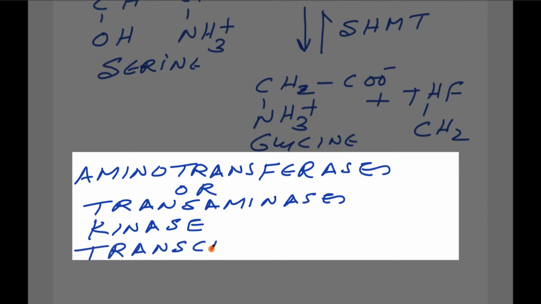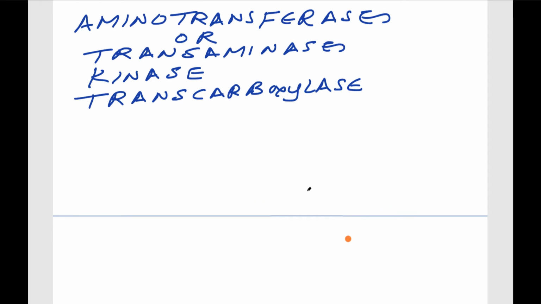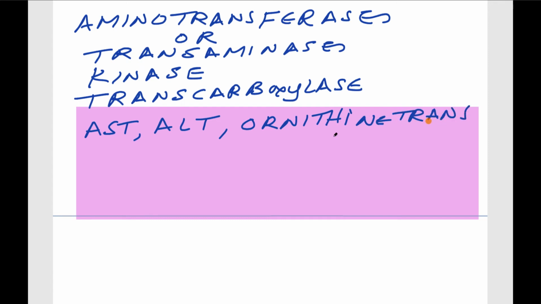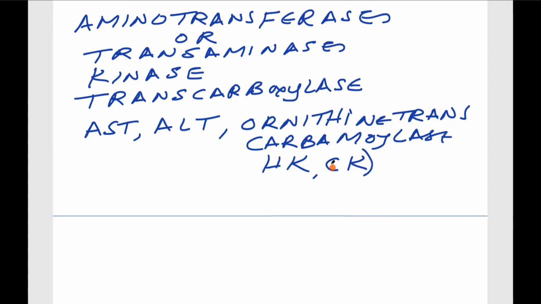Transcarboxylase. The examples are aspartate transaminase, alanine transaminase, ornithine transcarbamylase, then hexokinase, creatine kinase, etc. Various important enzymes are there.